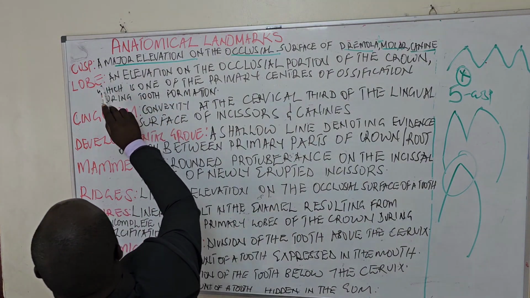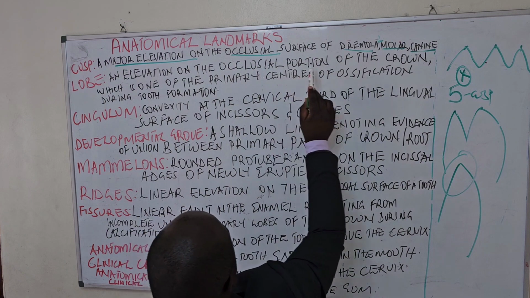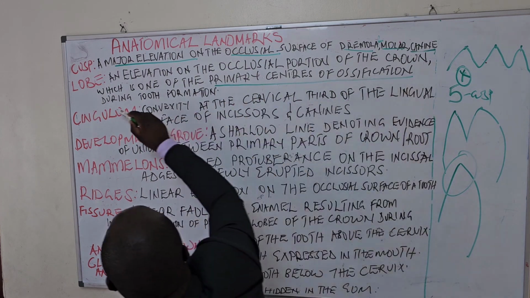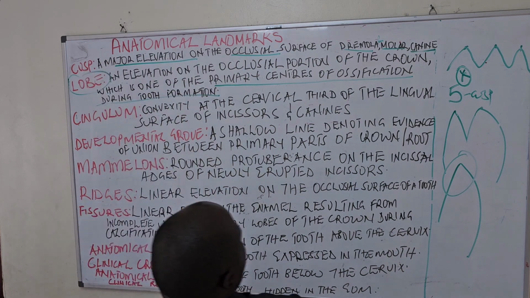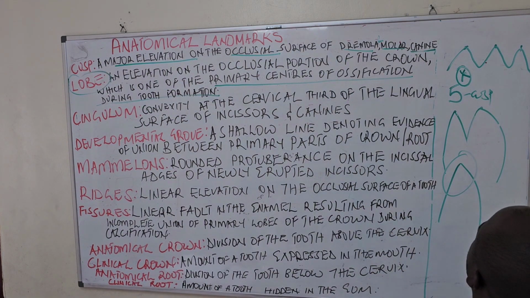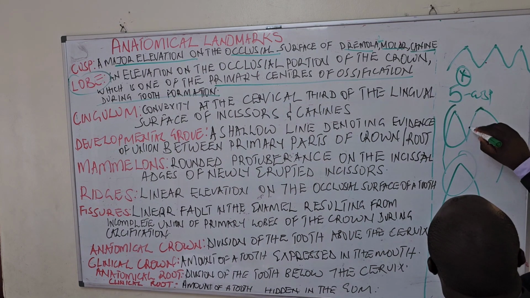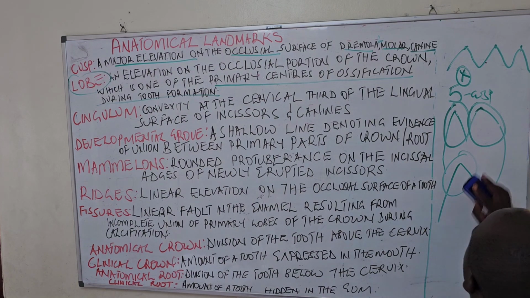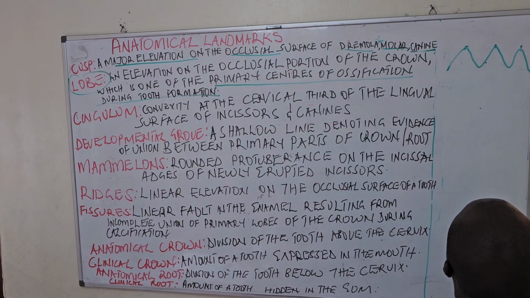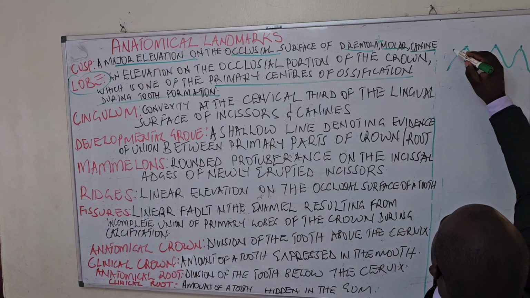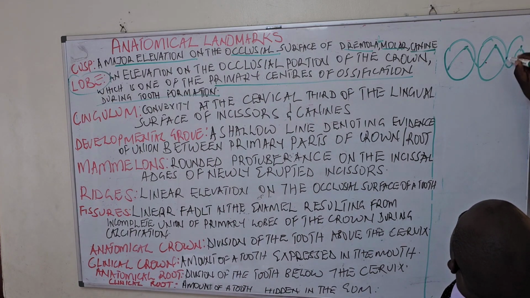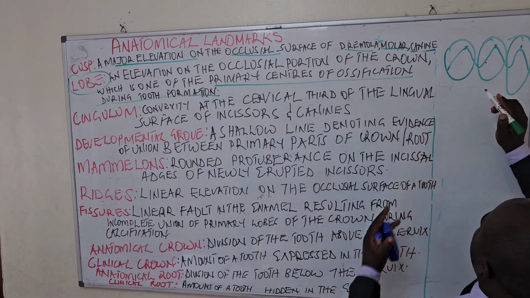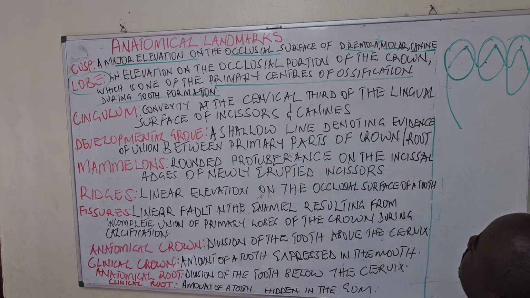Elevation. We are saying an elevation on the occlusal surface or occlusal portion of the crown, which is one of the primary centers of ossification during tooth formation, is what you call a lobe. Whereas this one was a cusp and this one was a cusp, the whole of this one is a lobe. It shows as if many lobes formed this tooth. For example, this is a lobe, this is a lobe, and this is a lobe. They are joined lobes that formed this portion of a tooth.